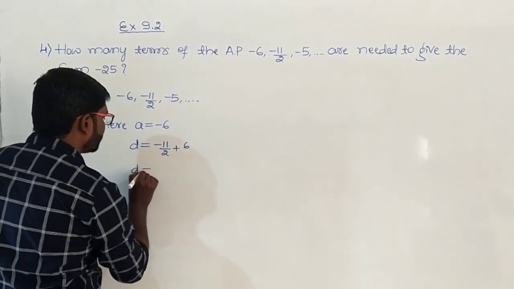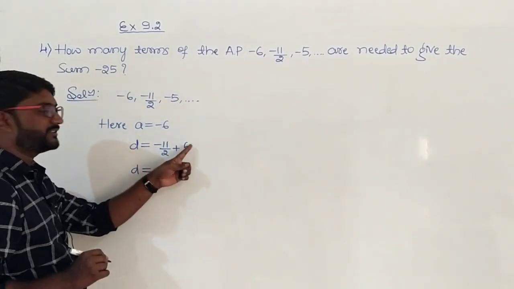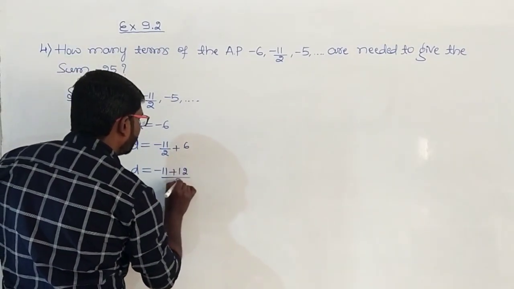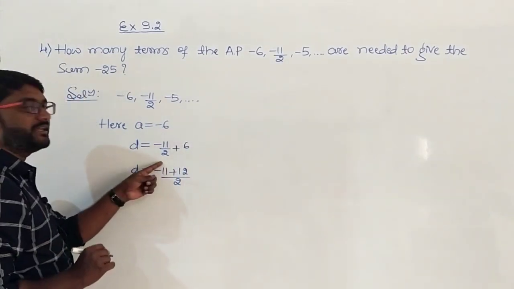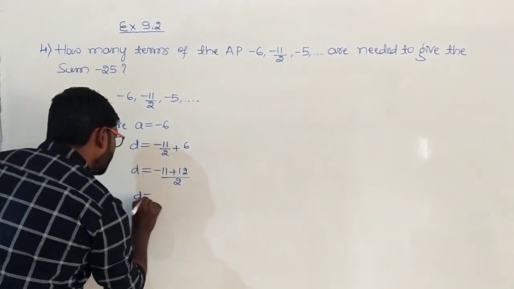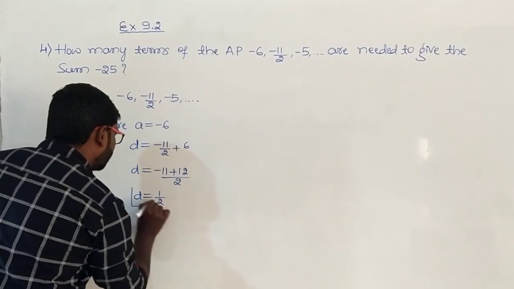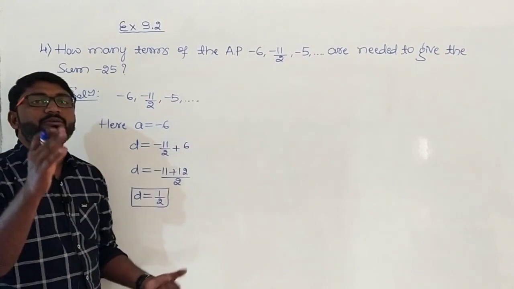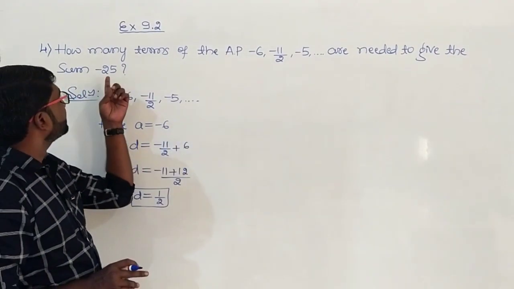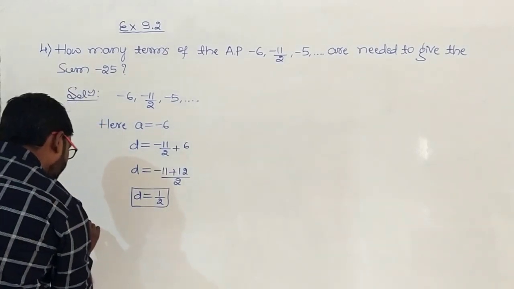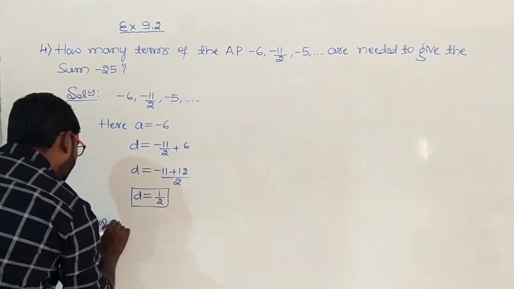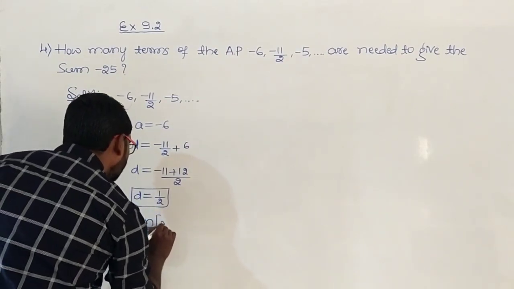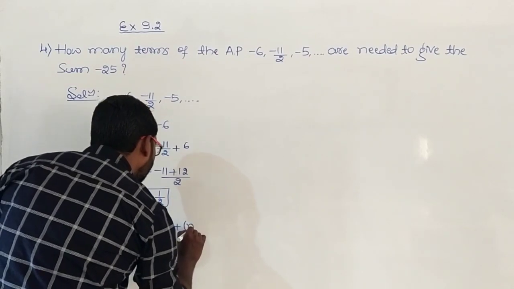Then d is equal to, take up the LCM now, 2 will be multiplied with 6, you get 12. Minus 11 plus 12 divided by 2. So now 12 minus 11 is 1. d is going to be 1 by 2. So you have the value of the common difference and the first term. With these two we can go for the Sn formula because he has given the sum, it is minus 25. So now Sn is equal to n by 2 into the bracket 2a plus n minus 1 into d.